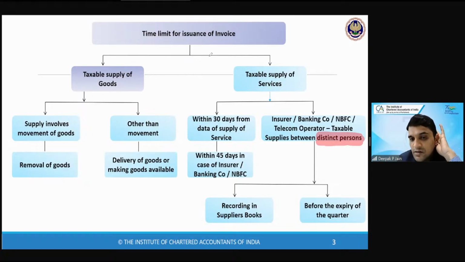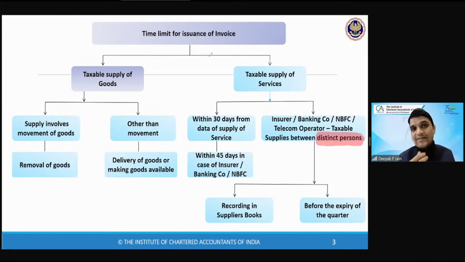Correct. So Ishan, Rihanna, and Miss Priya have given the correct answer. It is to be distinguished. A person with two or more registrations under the same PAN is called a distinct person. Absolutely right.